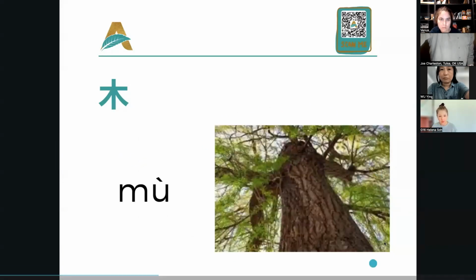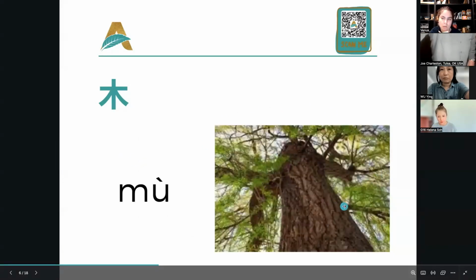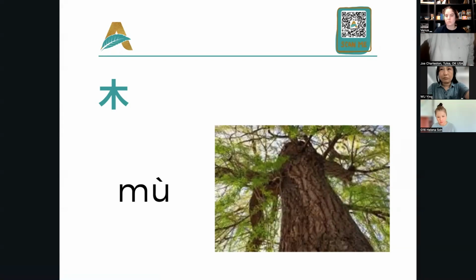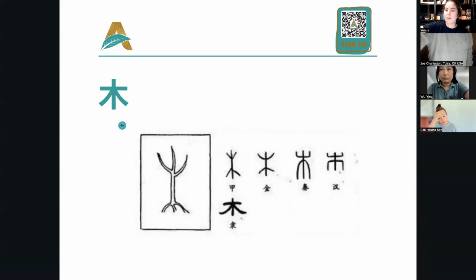Mu can also mean tree. So it's not actually just the block of wood. As you can see here, the old writing actually signifies a tree, not just the material. Eventually we pull the little branches down and so the shape becomes flat. And then this is the root of the tree.